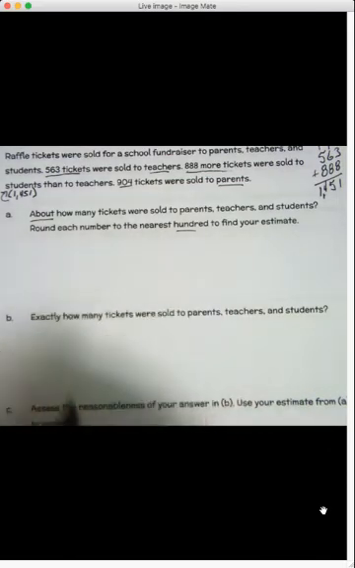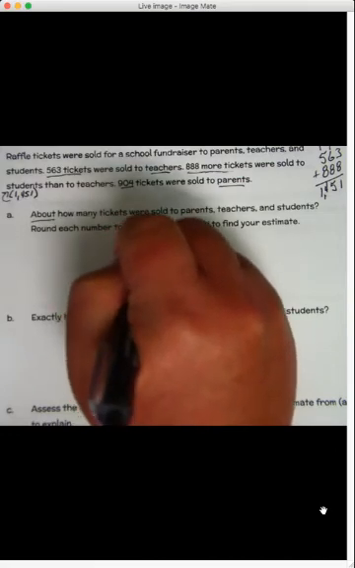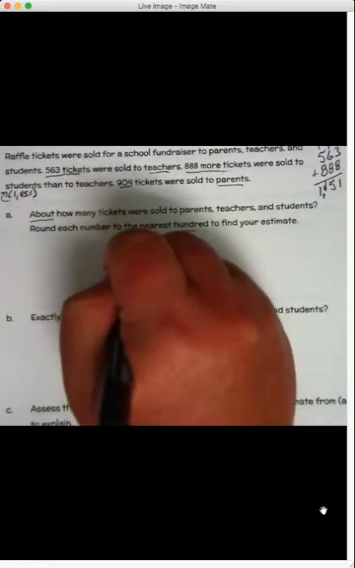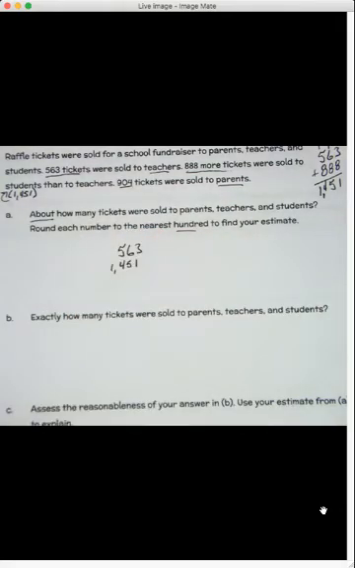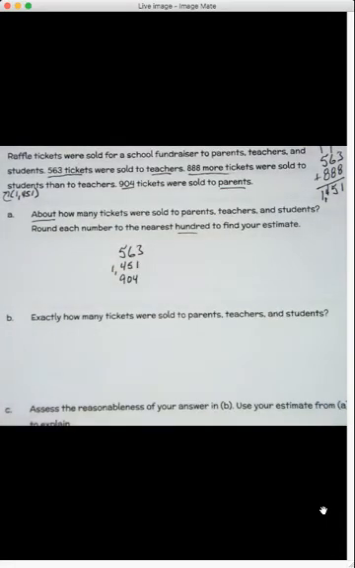So let's round each number to the nearest hundred. So we'll put our numbers down. 563 were sold to teachers. Were 888 sold to students? No. 1,451 were sold to students. 904 were sold to parents. There's our three numbers we're working with.